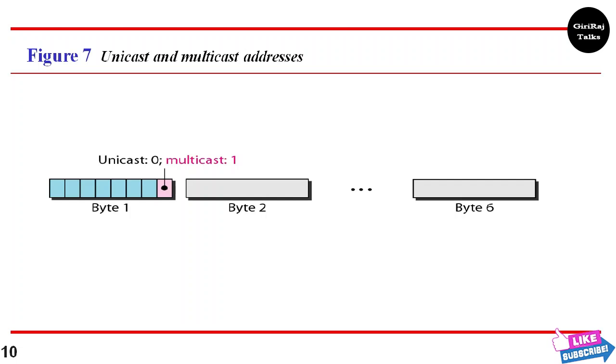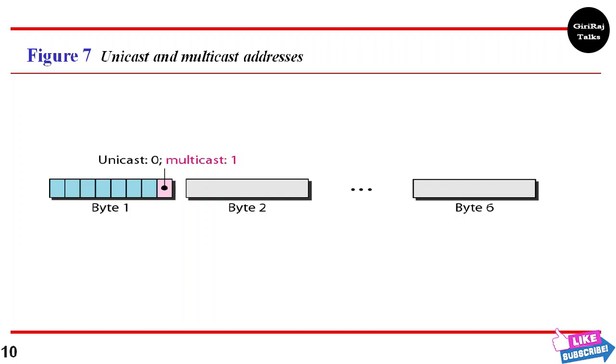A source address is always a unicast address. The frame comes from only one station. The destination address, however, can be unicast, multicast or broadcast. Just look at figure 7. It shows how to distinguish a unicast address from a multicast address.